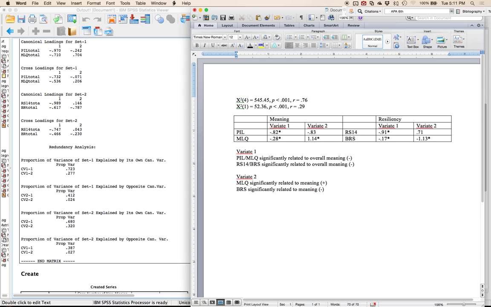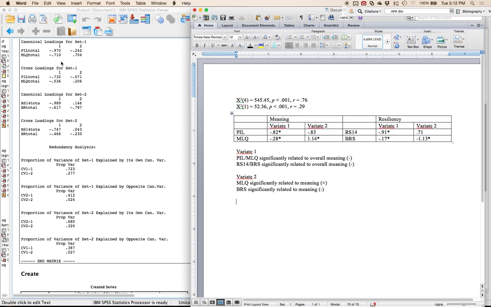All right, the interpretation is the worst part. The other part that you have to sort of look at is whether our variables are actually measuring their own variance better than the other variance. So this is called either cross-loadings or redundancy analysis. And so you want to make sure that your variables measure their own variables better than they measure the other variables. And so the cross-loadings here should be compared to the canonical loadings.